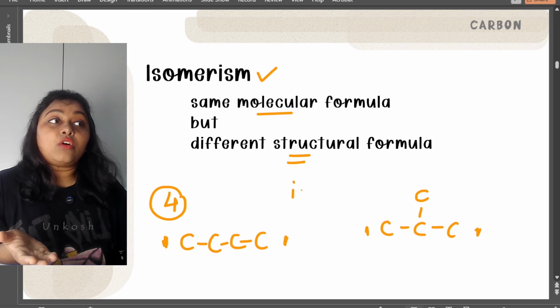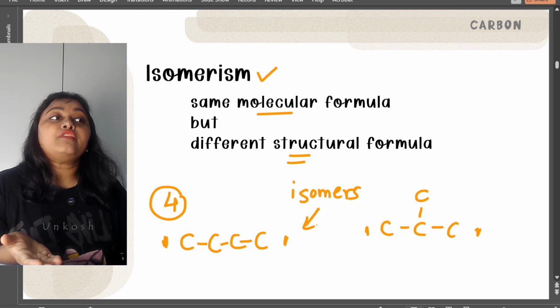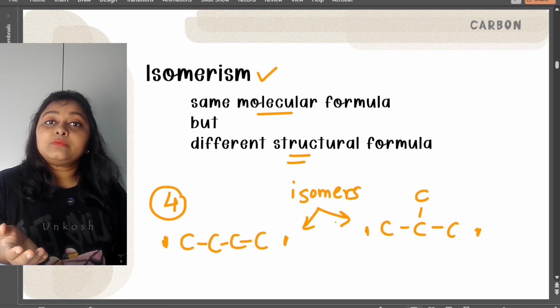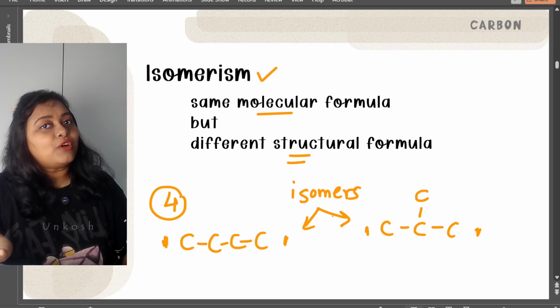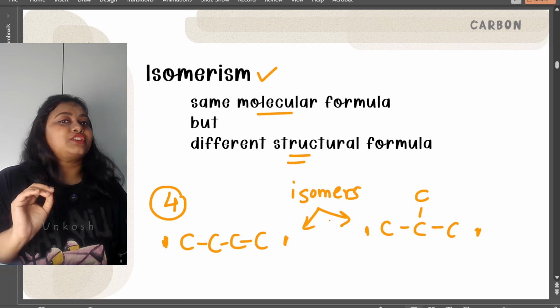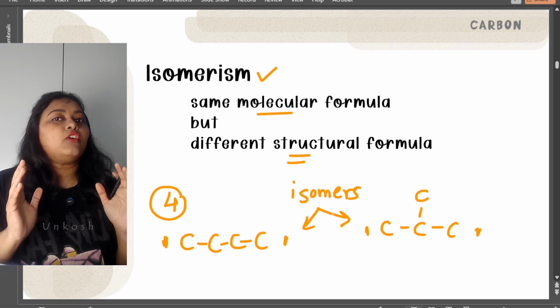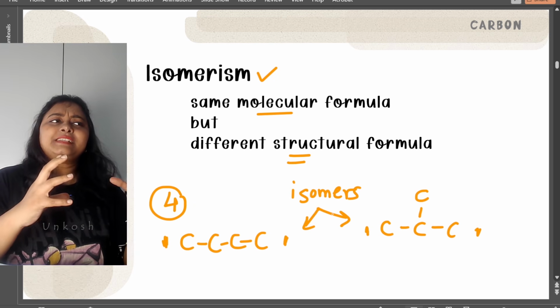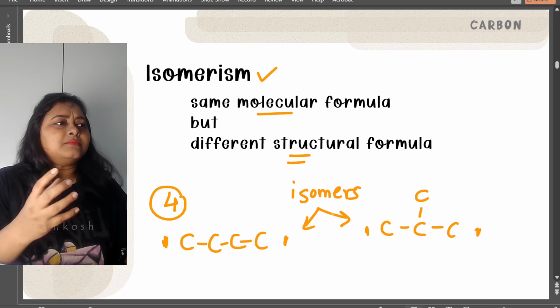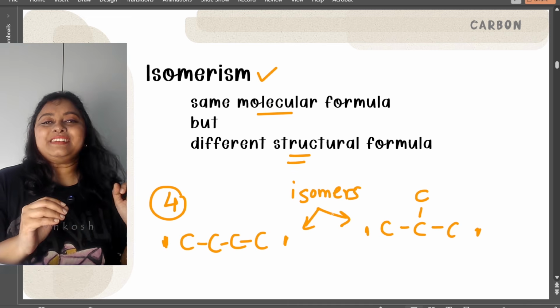Here we can call these two compounds isomers of each other. Why isomers? Because they have the same molecular formula but different structural formula. We'll be talking a little bit more in detail on isomerism and all its examples, how these carbons are forming chains, a little later in the video.